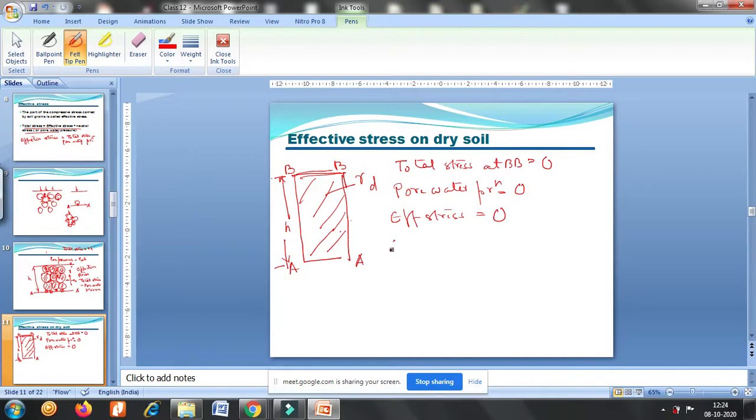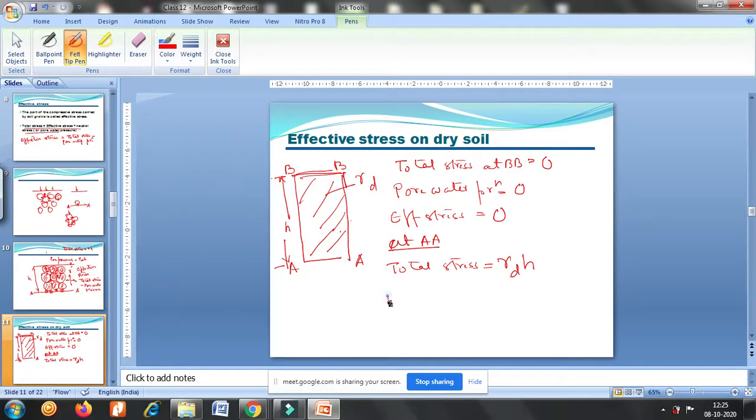Now you come to the level AA. At this level, what is the total stress? How do we find it? That is the unit weight of the soil mass multiplied by the depth of the soil mass. The unit weight of the soil mass is gamma d, and the depth of the soil mass is H. So the total stress at the level of AA is gamma d multiplied by H.